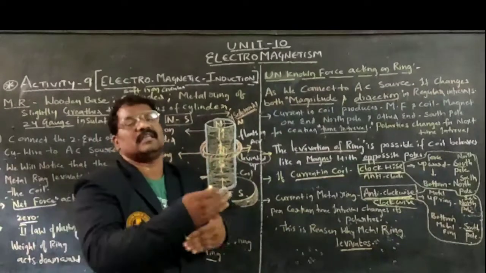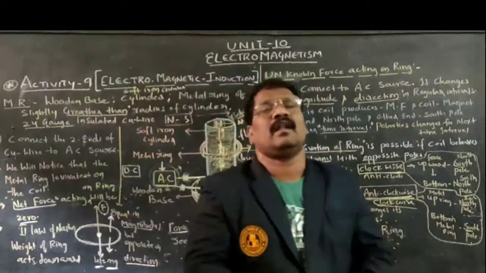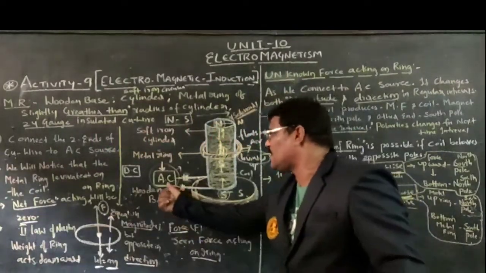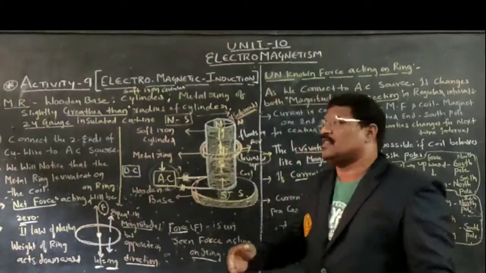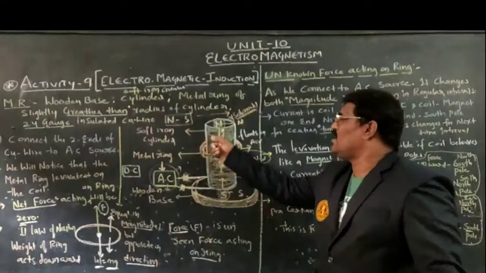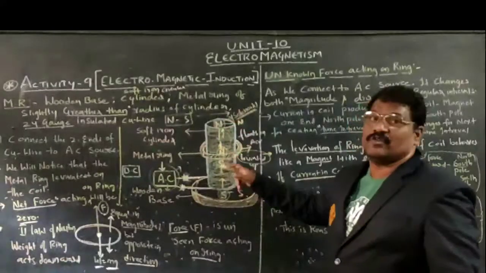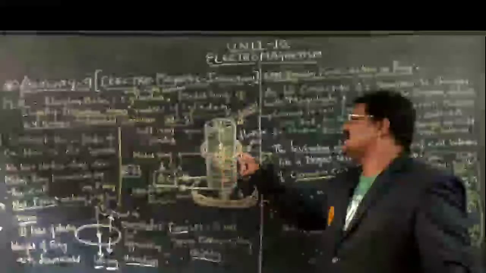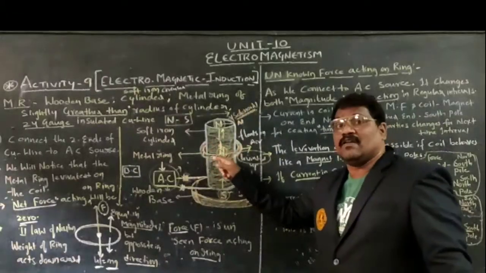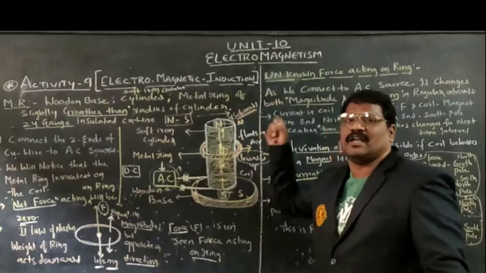As the current flow is gradually changing at regular intervals of time, as we are connected to an AC source, what happened? The polarities of the coil will gradually change. As the polarities of the coil change, the direction of the current flowing in this particular metal ring also will gradually change.